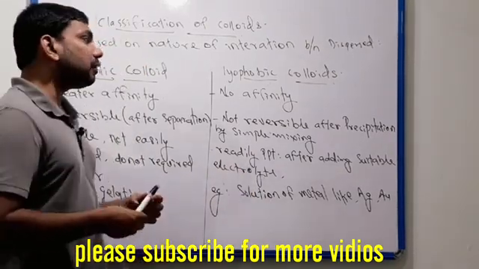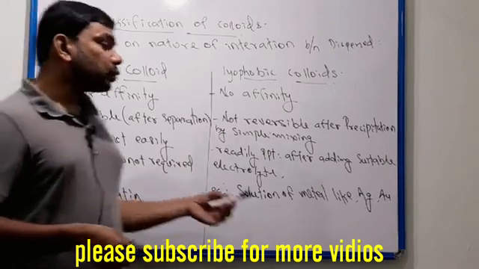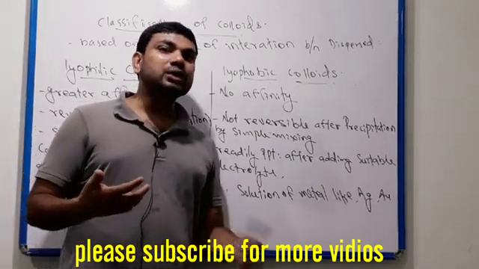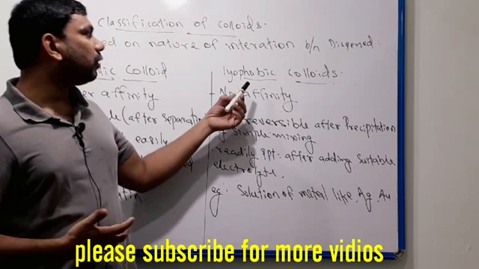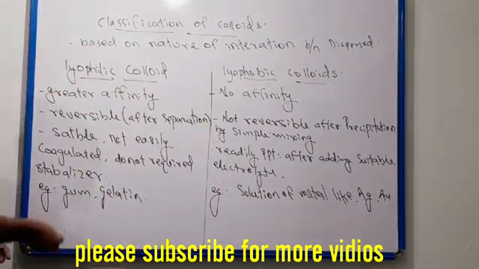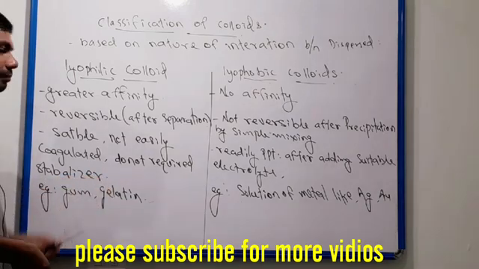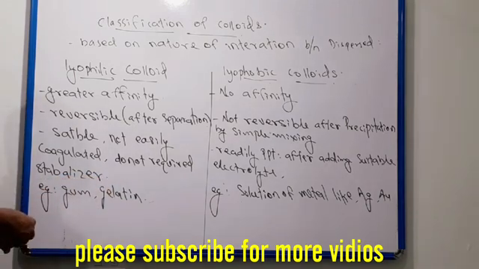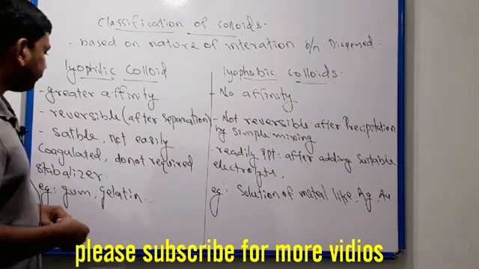Examples of lyophobic colloid: solutions of metals like silver and gold. Examples of lyophilic colloid: gum or gelatin. Gum and gelatin are examples of lyophilic colloid.